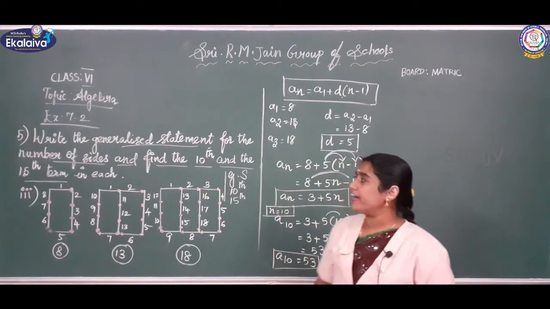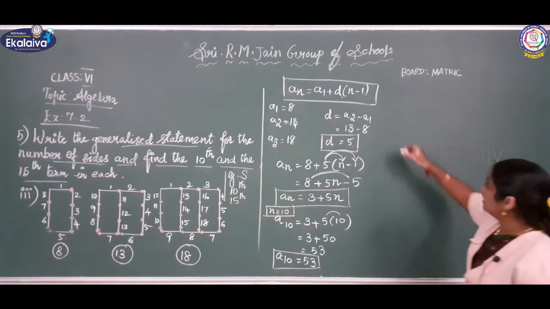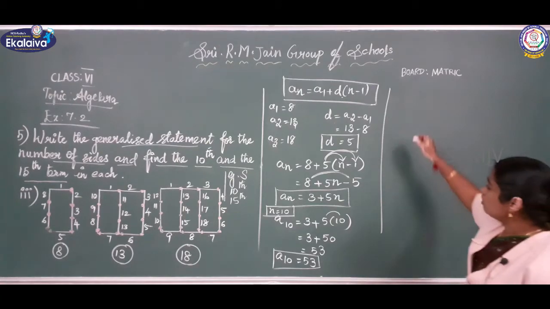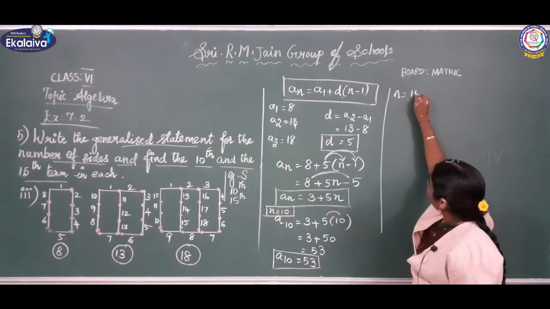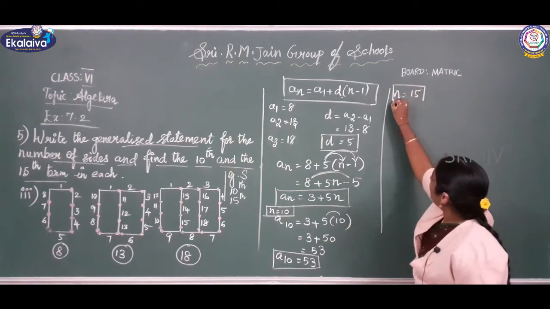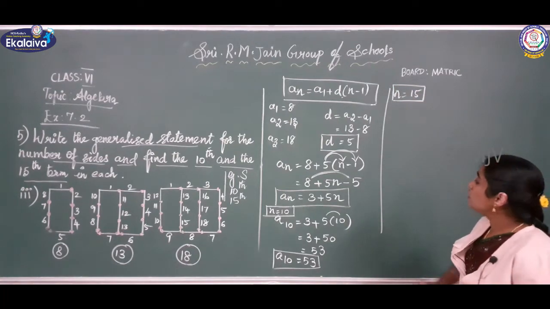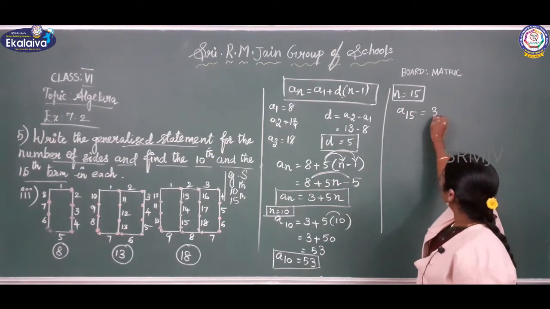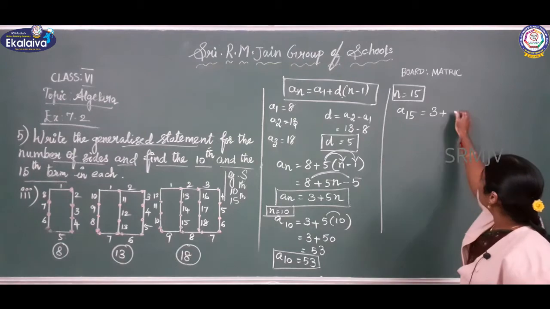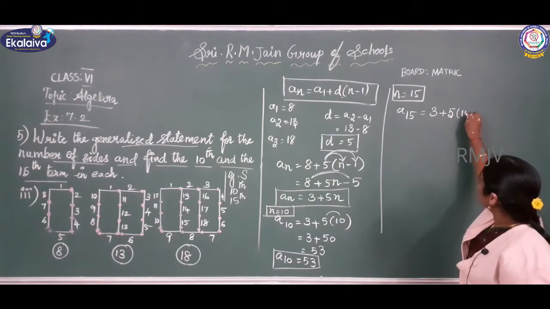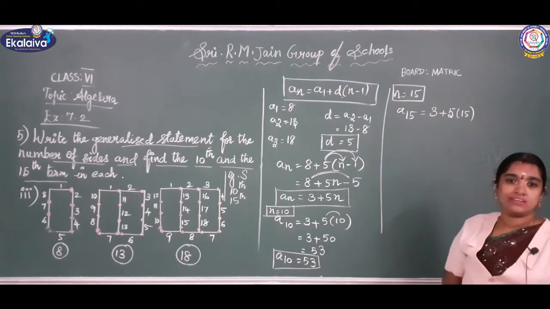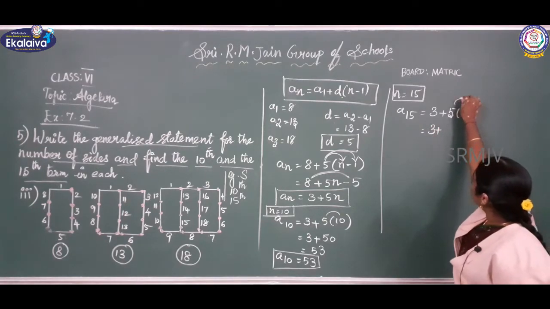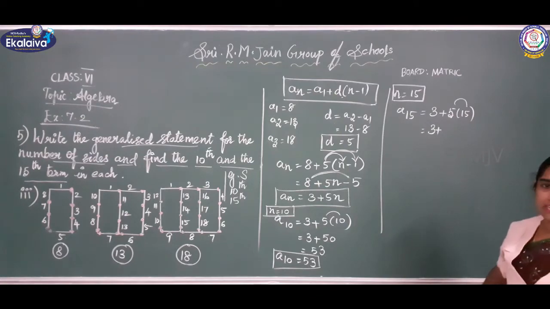Now I am going to find the 15th term. So here I am going to substitute n is equal to 15. See, listen, n is equal to 15 I am going to substitute. Can you clear this? Listen, a15 is equal to 3 plus 5 into 15. Got it? Now listen, 3 plus, what is 15 fives?